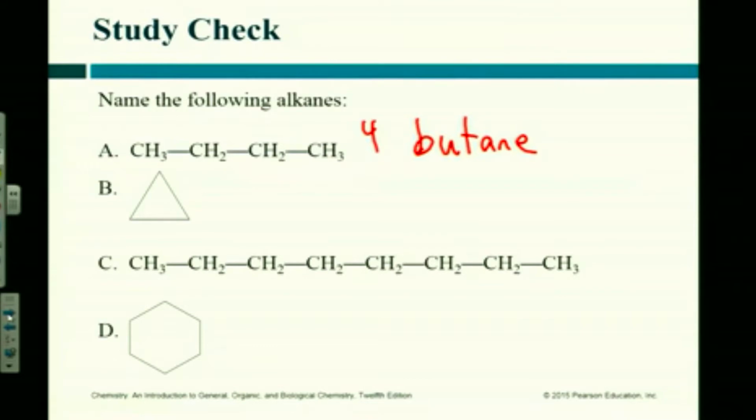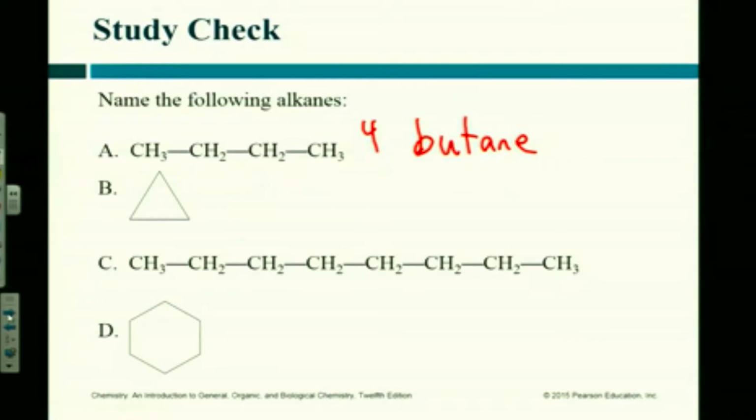All right, what's this one? How many carbons? 3 carbons. So it is propane. And it is a ring, so it's a cyclo, so it's cyclopropane. Okay? What about this one? This is octane, right? It's not a ring, so this is octane. What about the one at the bottom? How many carbons? 6. It's a hexagon, isn't it? Hexane. Cyclohexane, right?